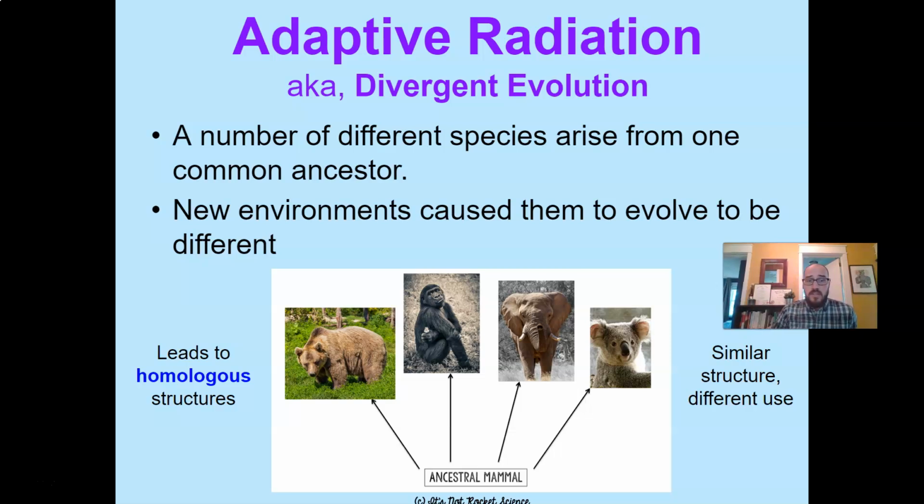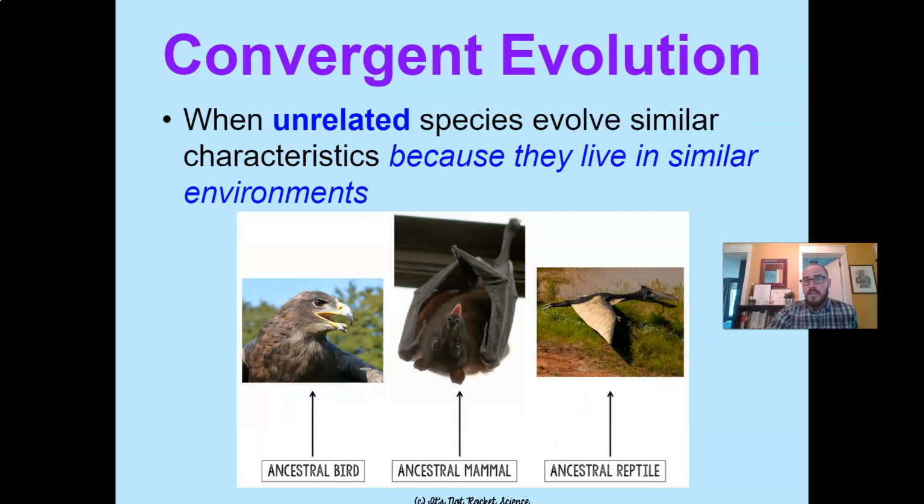Another example of this are Darwin's famous finches. One single species of finch was in the Galapagos, and it's diverged into about 14 different species of finch. All right. And what's another type of evolution? This is a really cool one.